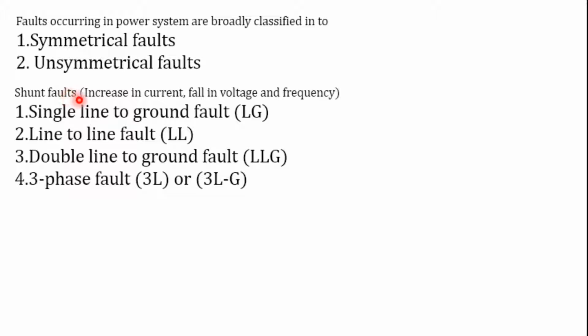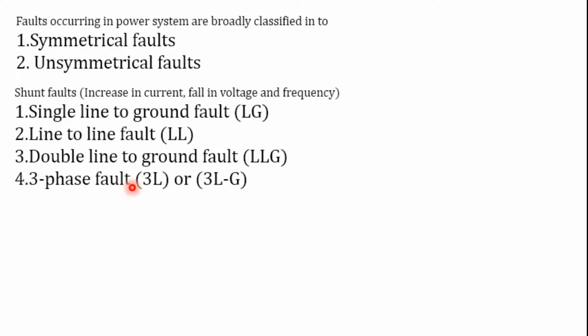In the case of the shunt type fault, it involves a short circuit between the conductors or between the conductor and the ground. They are characterized by increasing current and fall in voltage and frequency. The different types of shunt fault are single line to ground fault, generally called LG, line to line, then double line to ground fault, and three phase fault.